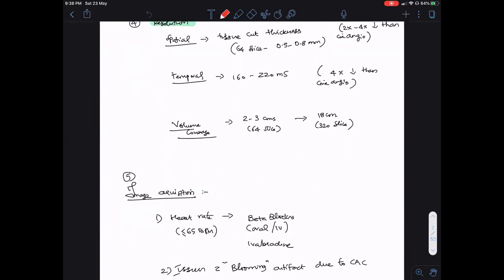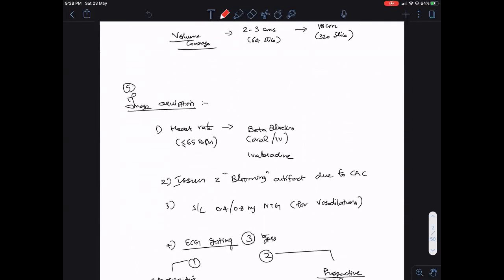Varun, what you told about temporal resolution? Temporal resolution is the time. Yeah, that is there. I'll come to it later. Okay.